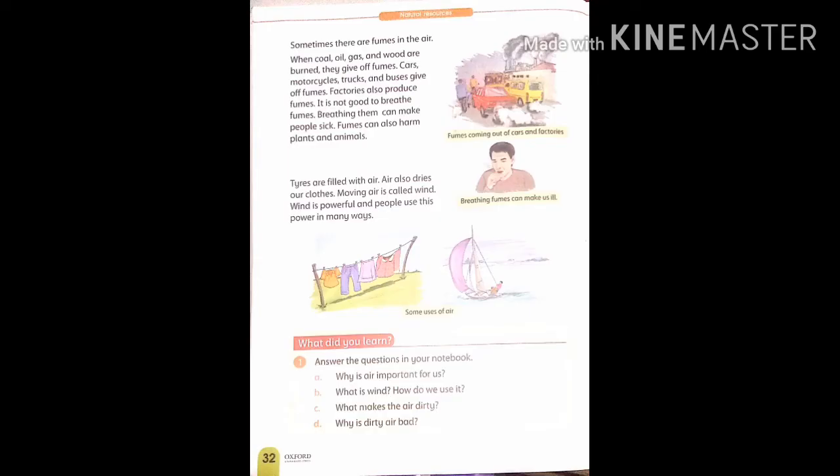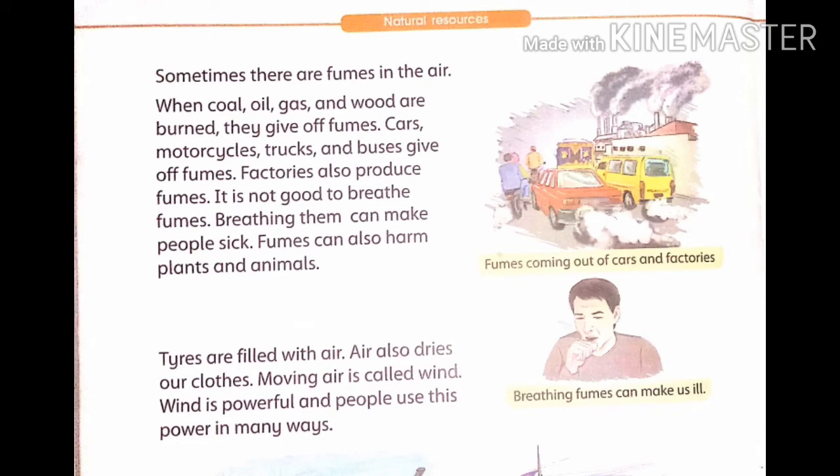Now turn to the next page. It's page number 32. Sometimes there are fumes in the air. When coal, oil, gas, and wood are burned, they give off fumes. Cars, motorcycles, trucks, and buses give off fumes. Factories also produce fumes. It is not good to breathe fumes. Breathing them can make people sick. Fumes can also harm plants and animals.